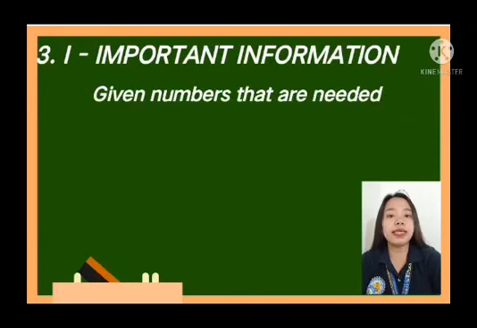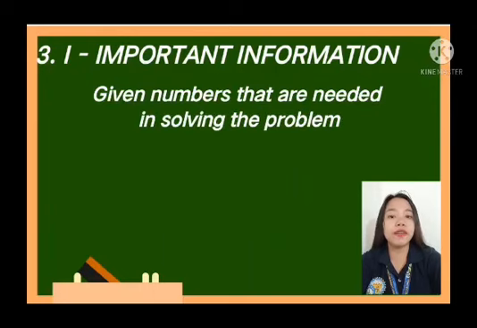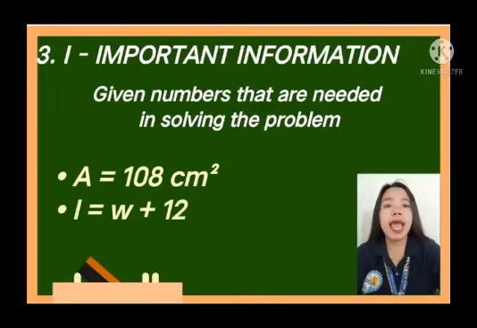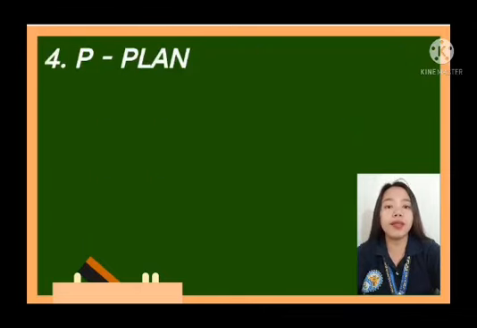Third, important information. Upon reading and analyzing the problem, there are numbers given that are needed in solving the problem. So, let's state the given. We have the area of the rectangular frame, which is 180 square centimeters. Length is 12 centimeters longer than the width, or L is equal to W plus 12.